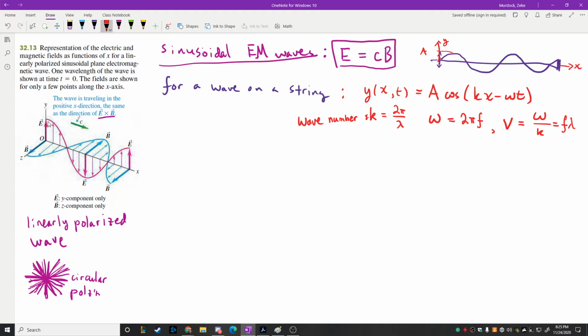Okay, so that's a wave on a string, A cosine of kx minus omega t. So A represents the amplitude of the wave, and then k and omega represent the wavelength and the frequency, basically. For an EM wave, it'll look a little bit different.